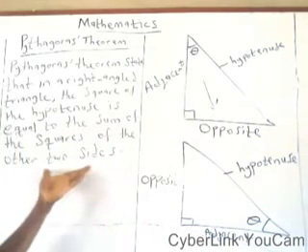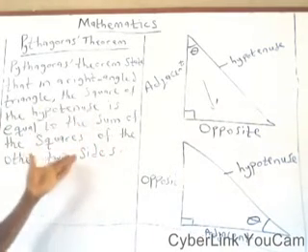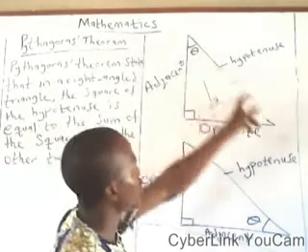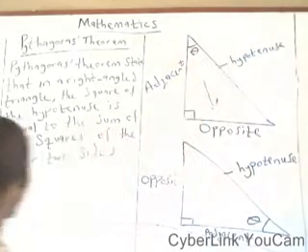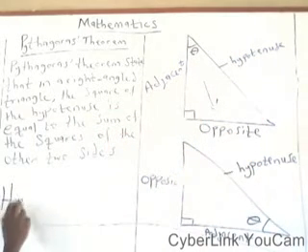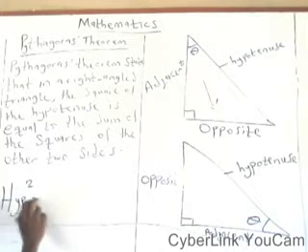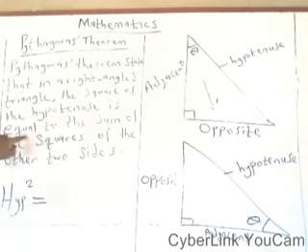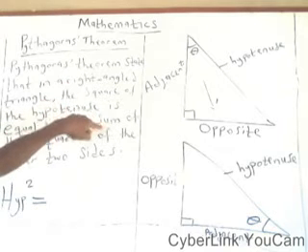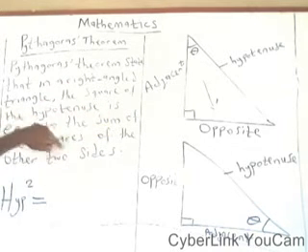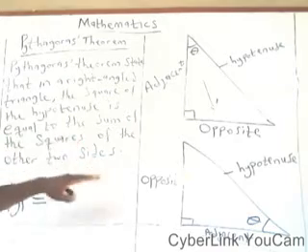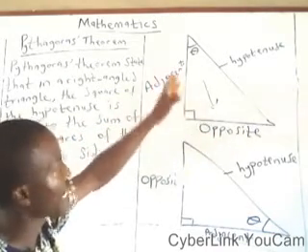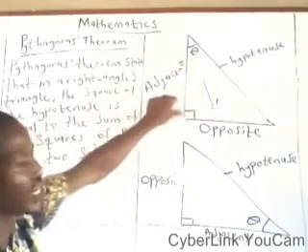Now, what is the clear interpretation of this statement, which says that the square of the hypotenuse, let's represent this as HYP, our hypotenuse, is equal to the sum of the squares of the other two sides? Sum means addition. These are the other two sides, that is the opposite and the adjacent. The opposite and the adjacent are the other two sides that this statement is referring to.